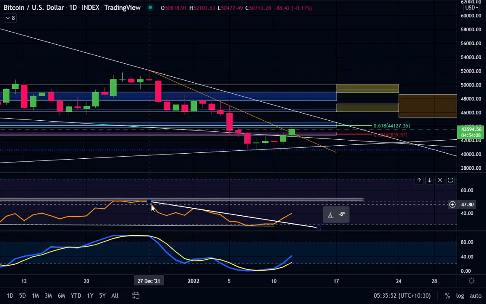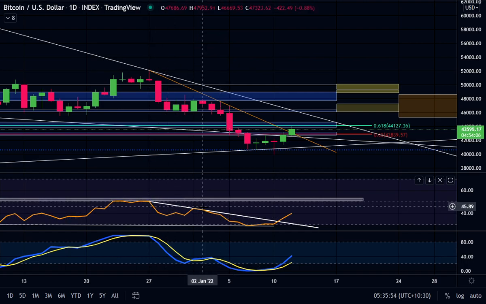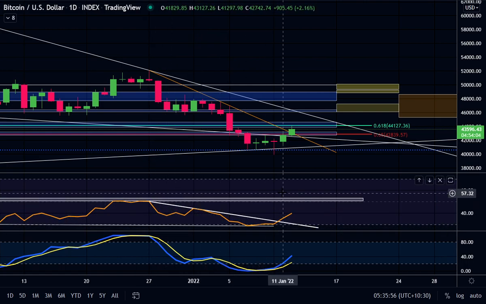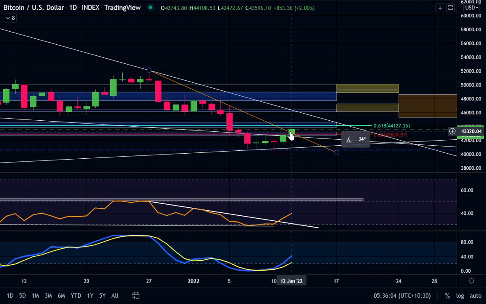And matching that up on the RSI here, just connecting these highs, we can see that we did break the RSI trend line on this candle. It did give us a little bit of an early indication that we're going to break this orange trend line.